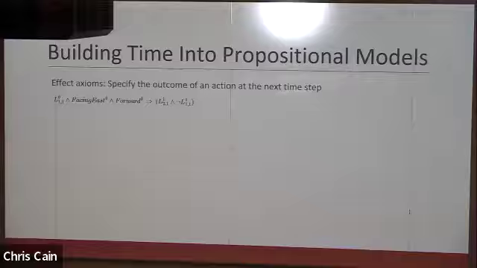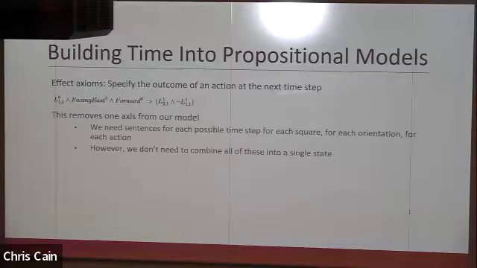You can imagine, of course, that since we've discretized this, is there any variable for the associated time? No, we can't store that. It's variabilized, and propositional logic doesn't allow for that. So now, depending on how long this is going to last, we would have to duplicate this for every possible time step. So it removes one axis, but kind of adds another one, in that we need sentences for every time step, for each square, for each orientation, for each action. But we don't need to combine them all into a single state. Cool.